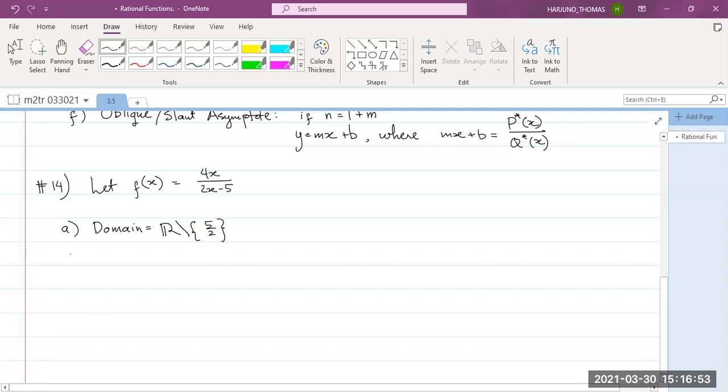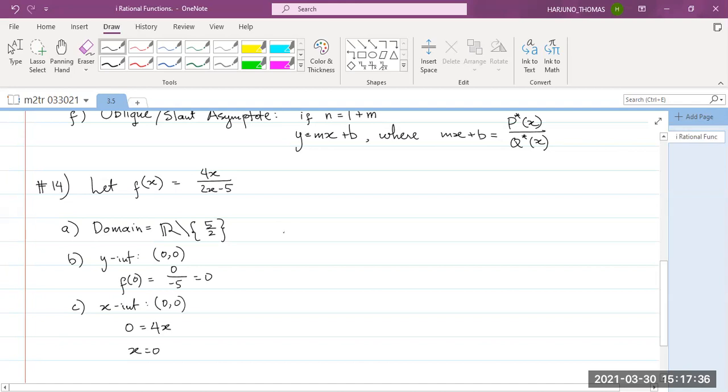Now part B, what is the y-intercept? Then you look at what f(0) is. f(0) is 0 over -5, that's 0. So the y-intercept is (0, 0). That's easy. How about the x-intercept? You look at the numerator. It's already in simplified form, right? Set it equal to 0, so x equals 0. And it is in the domain, so that's (0, 0).